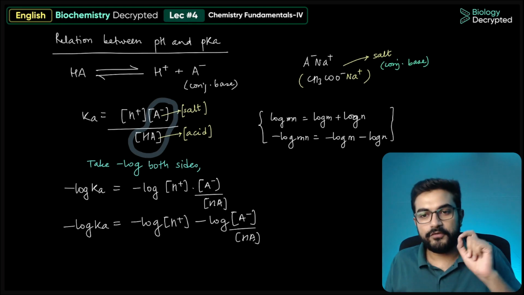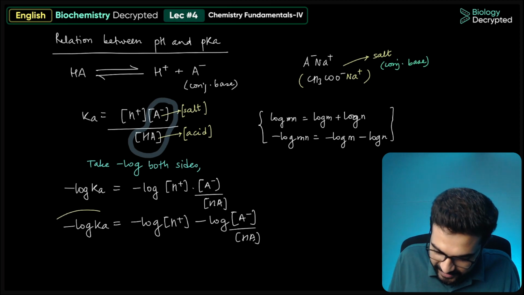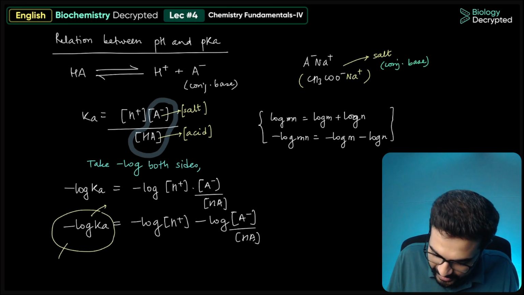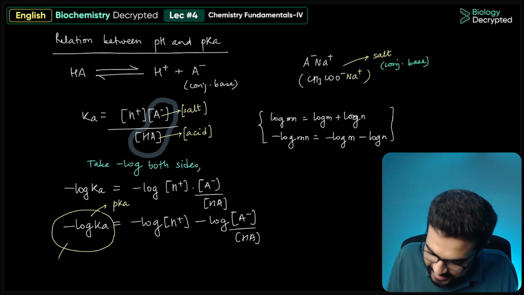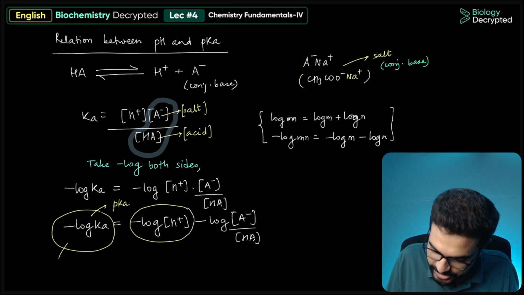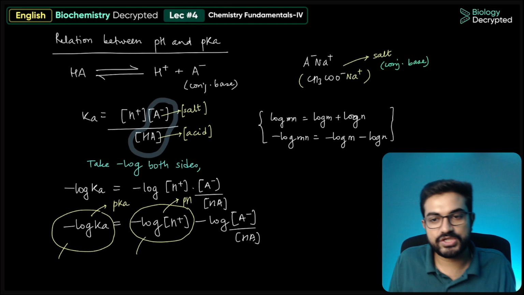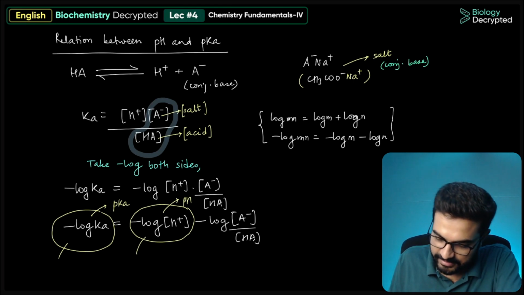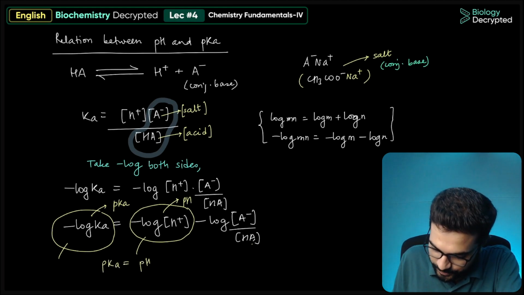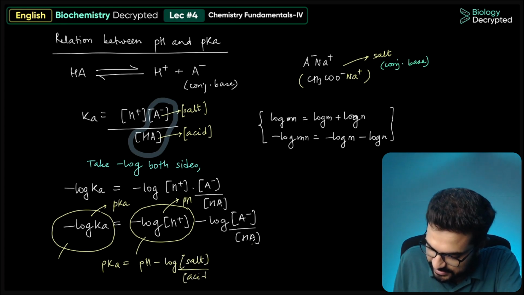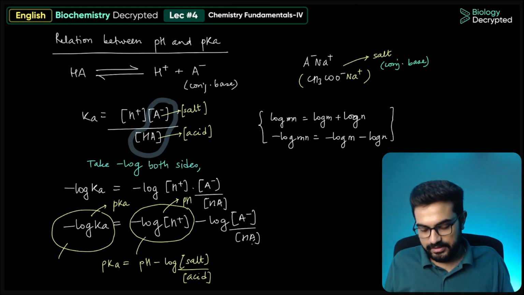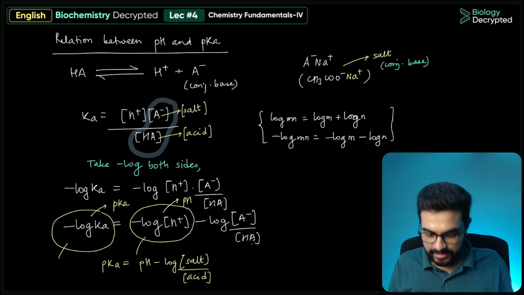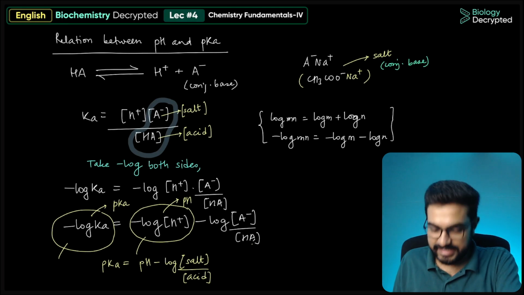Now, we have come to an important point. Let's identify this. This is negative log of Ka and we can call it pKa. This is negative log of H+ ion concentration and we can simply call it pH. And what we see here is the salt concentration and the acid concentration. So what we can write here is pKa is equal to pH minus log salt upon acid.